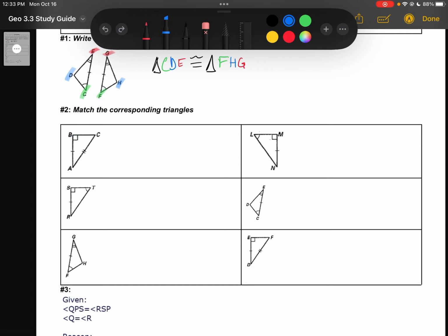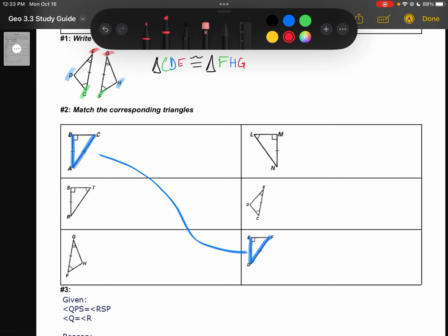So the easiest way to do this is to look for triangles that have exactly the same symbols. So if we're looking for a right angle, one congruent symbol, and then two congruent symbols, we can see a right angle, one congruent symbol, and then two congruent symbols. So our matching here, this one matches with the third one down here.